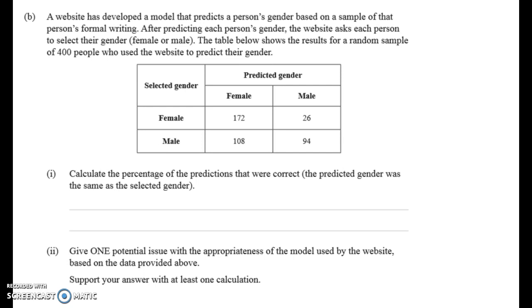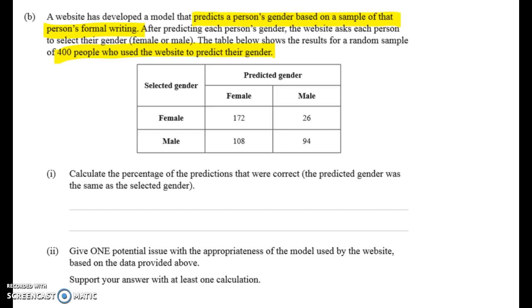This one is all about a website that claims to predict a person's gender based on a sample of that person's formal writing. And once it's done the prediction, then it asks you to say if it got it right or wrong. So the table below shows results for a random sample of 400 people who used the website to predict their gender. Just notice that they've split the genders into two groups, female and male. So you might want to think about that as a comment when you come to the appropriateness of the model. Not in the marking schedule, but I think a legit comment that you could make.